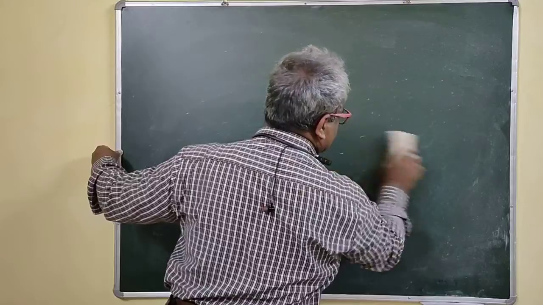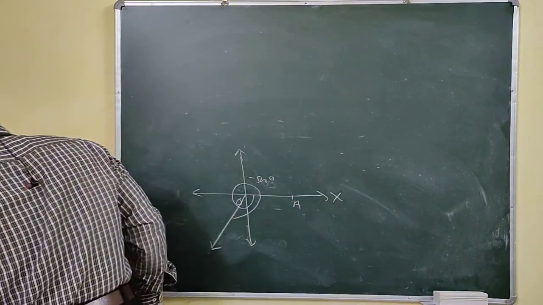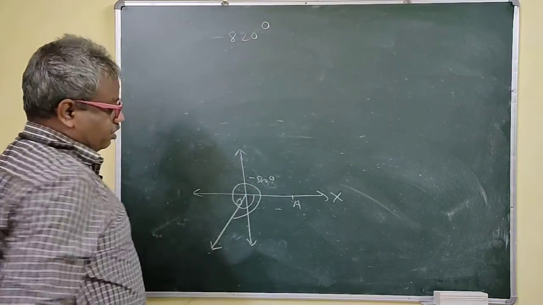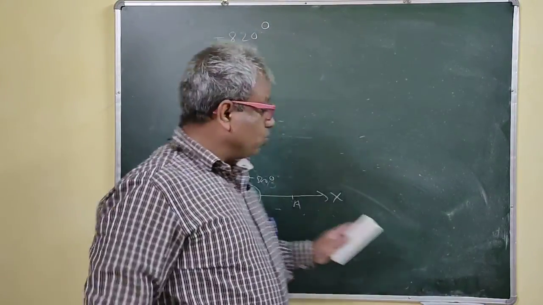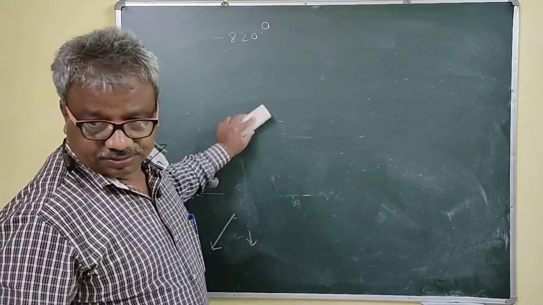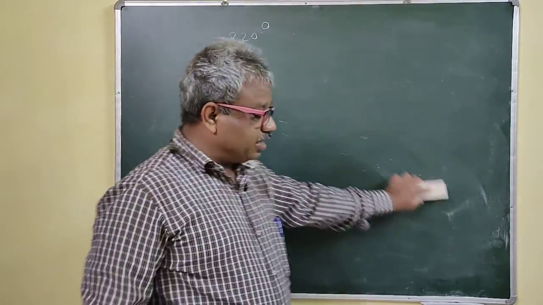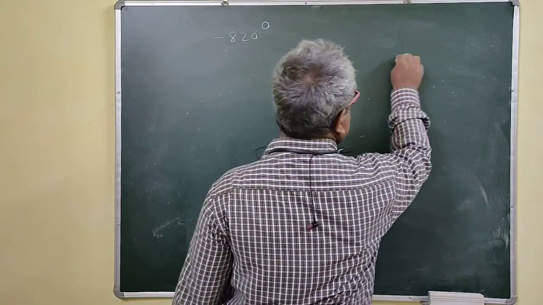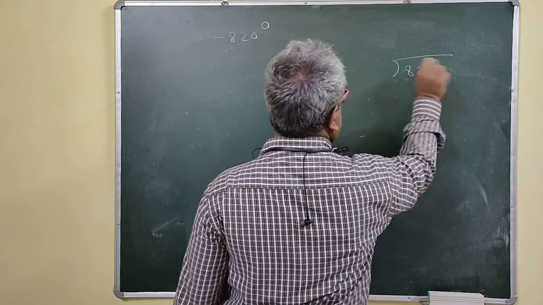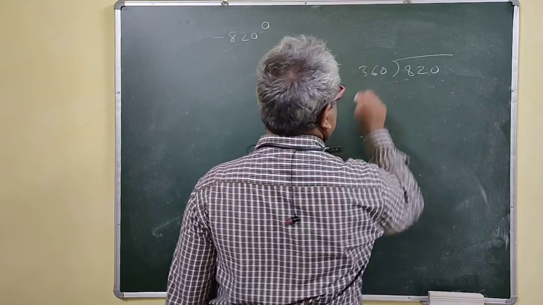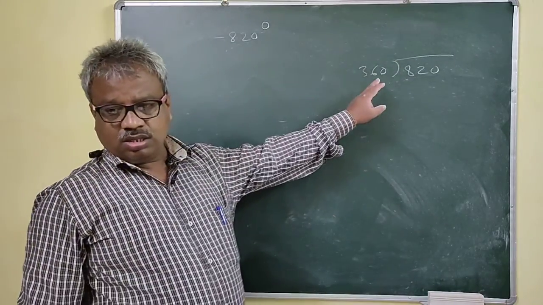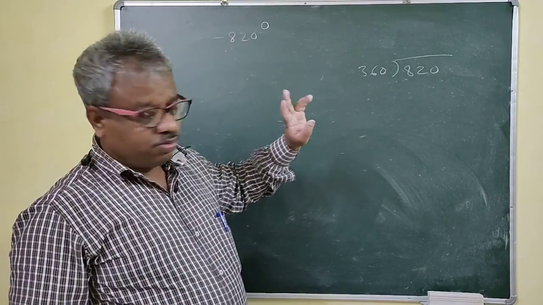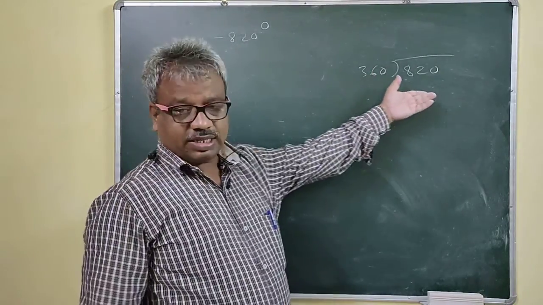So take care of the minus sign now. Now then, minus 820 degree. Again, 820 is greater than 360. So divide by 360 degree and find out the remainder now. So 820 degree. We know that double 360 is 720. And if you take the triple, it is more than 1000, and the number is less than 1000.